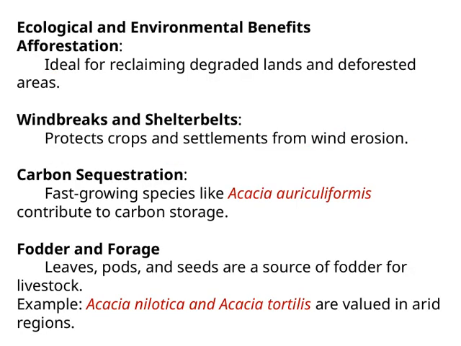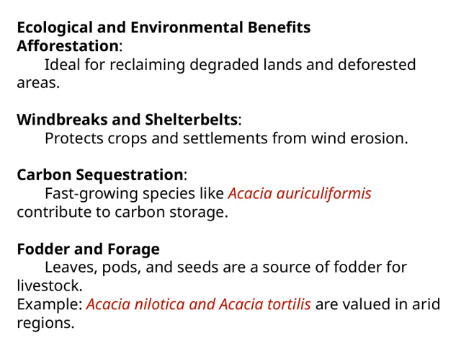Now, let's talk about some of the key ecological and environmental benefits of these planting strategies. First, afforestation is particularly effective for reclaiming degraded lands and areas that have been deforested. It helps restore ecosystems, improve soil quality, and support biodiversity. Next, windbreaks and shelter belts play a crucial role in protecting both crops and settlements from wind erosion. By reducing wind speed, they help prevent soil loss and shield communities from harsh weather effects.